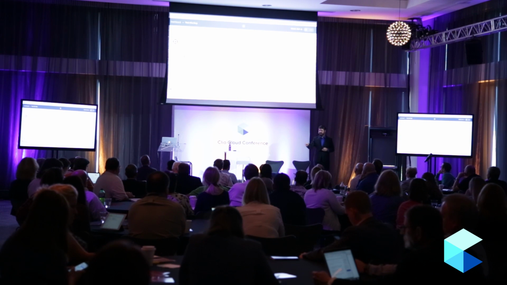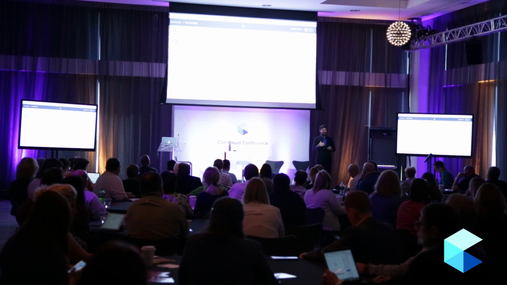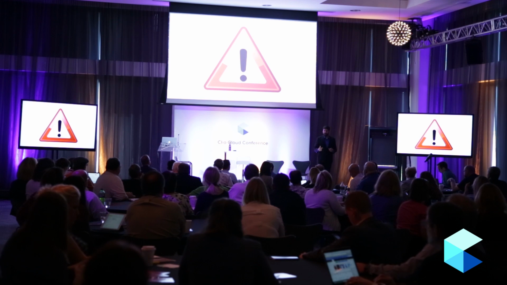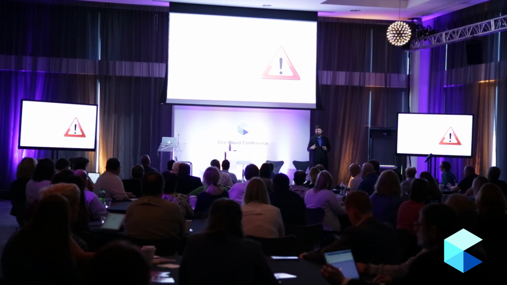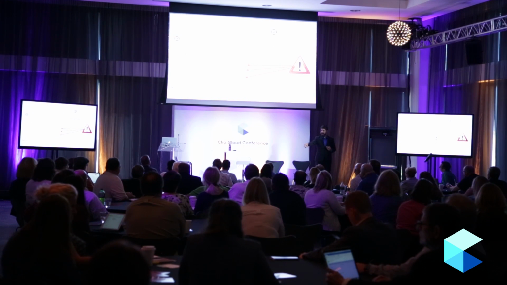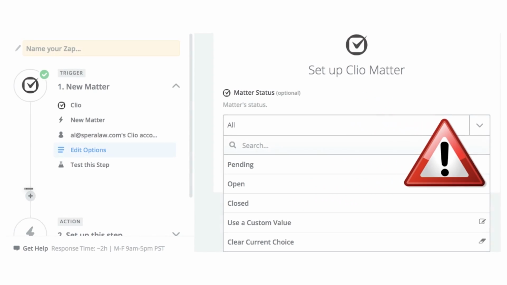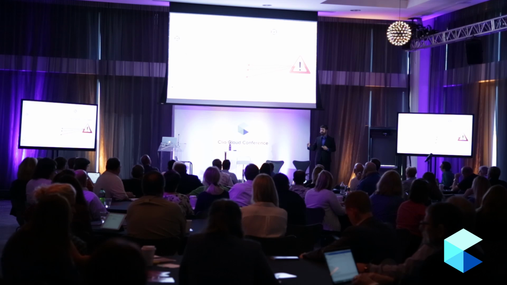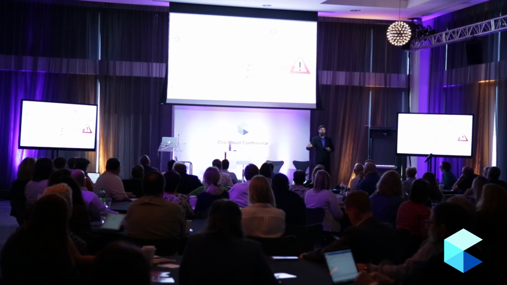And you might have noticed in that settings thing, there was that option for, what is the matter status? And I kind of want to give you just a little bit of a warning here, and point something out to you real quick. So you see on that matter status, when we went to edit options, there was this drop-down menu that said, what is the matter status? Pending, open, closed. And when I first started using Zapier, I thought, oh, I can do something when the matter changes from pending to open, or from open to closed.